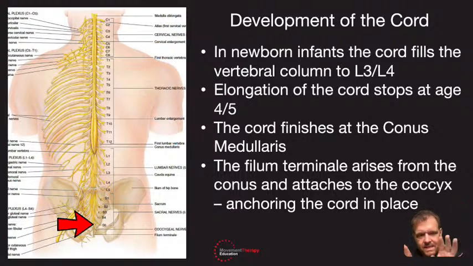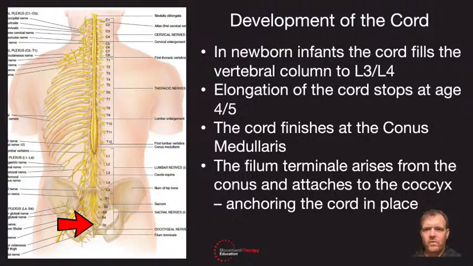Okay, so we've got the denticulate ligaments that hook on, plus the filum terminale, which is this piece of connective tissue, the final terminal basically. It comes all the way down into the coccyx, and then that anchors it in place.